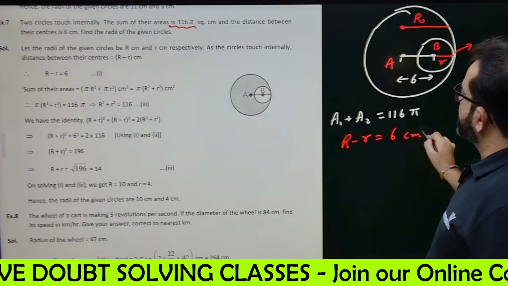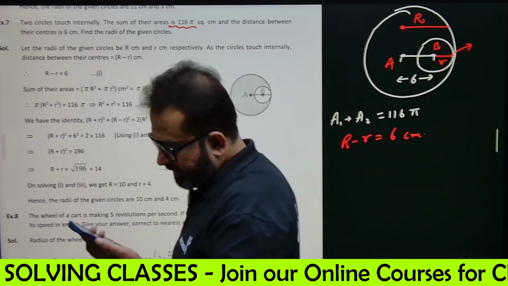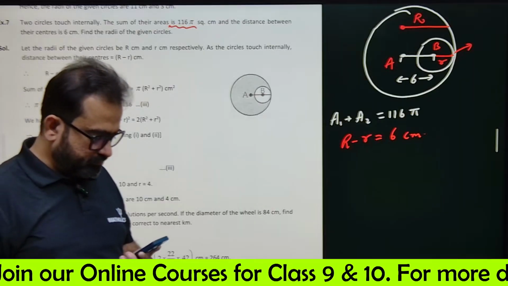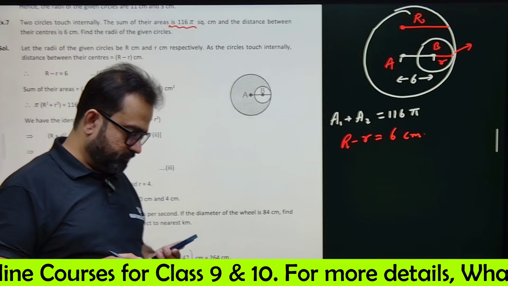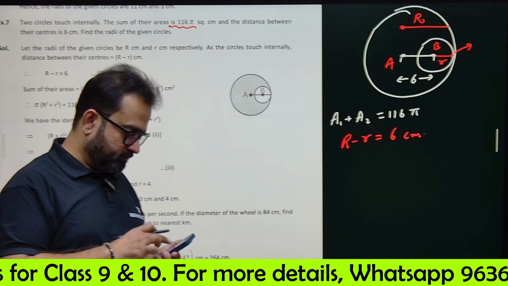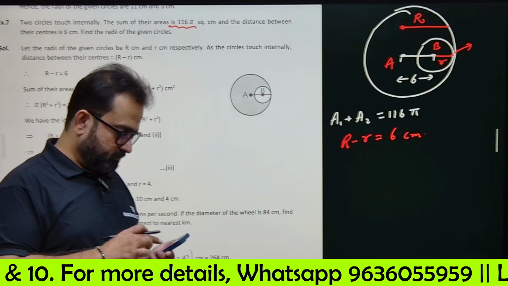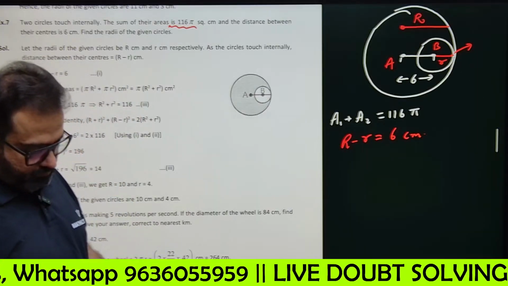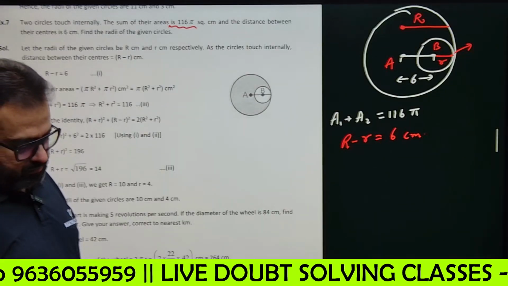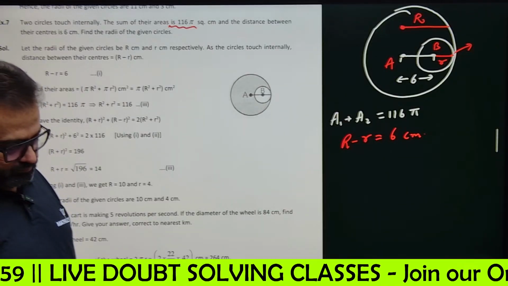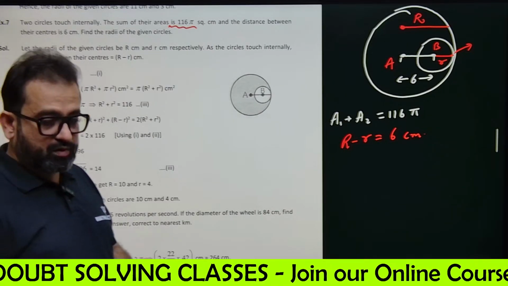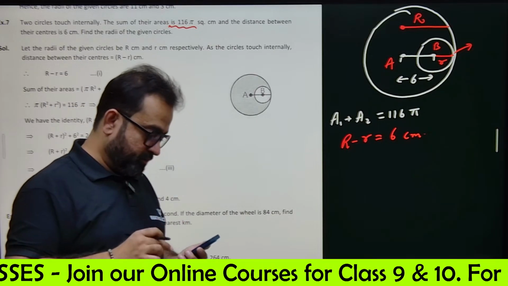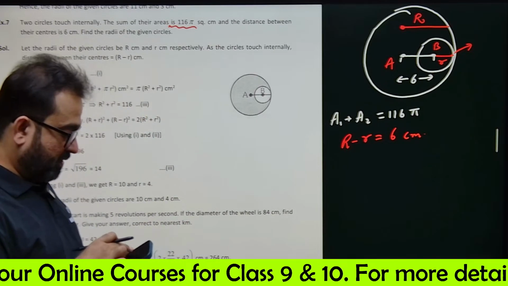Got this point or no? Understood this point or no at least? Hello, good evening, Radhe Radhe. Hello. Tell me yes or no. You have to actually focus on what is R plus r and R minus r, okay? It's R plus r and R minus r. Got this point?